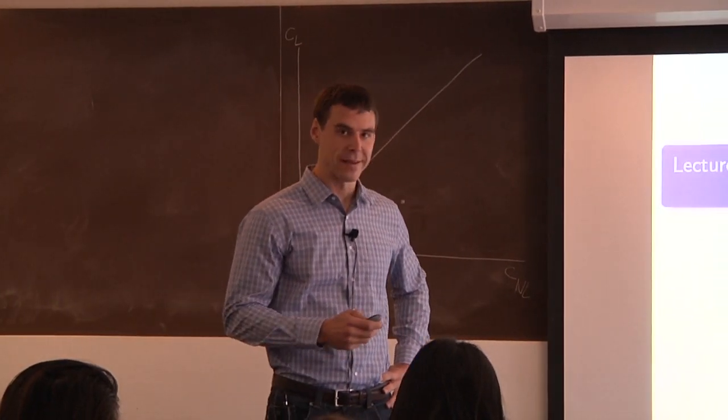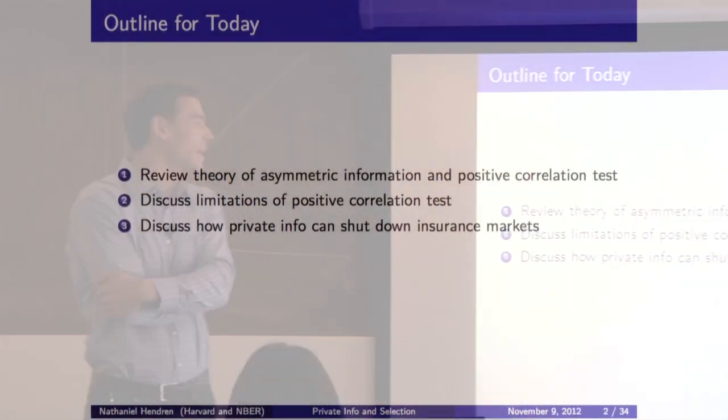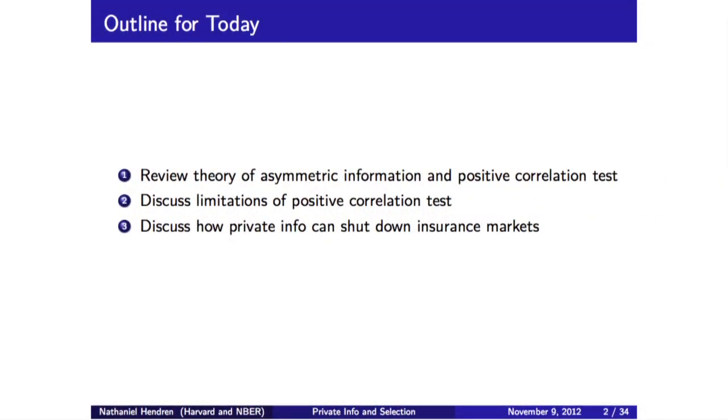Just to give you a quick overview of what I want to cover today. First, I want to review a little bit of the literature on asymmetric information and the so-called positive correlation test for testing empirically for the presence of asymmetric information. We'll then talk a little bit about the limitations of the positive correlation test. And then finally, we'll dive into one of those specific limitations in a little bit more detail, discussing how private information can shut down insurance markets. So that's a little bit of the roadmap.